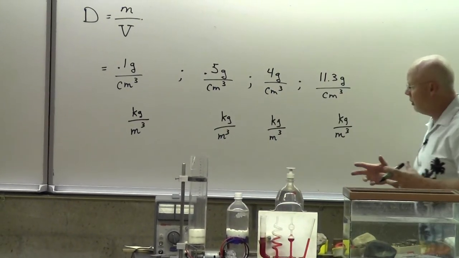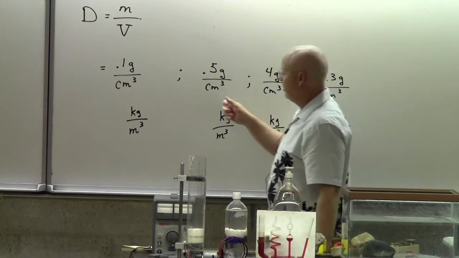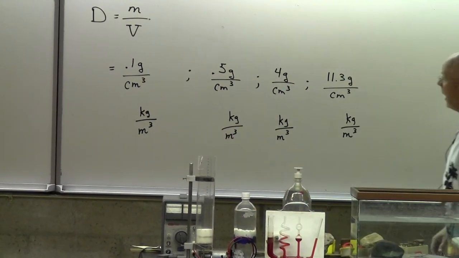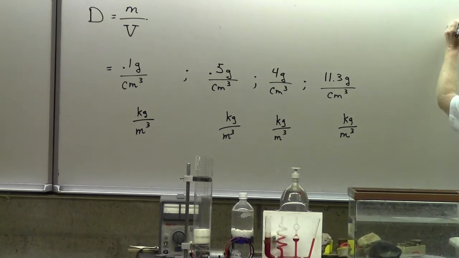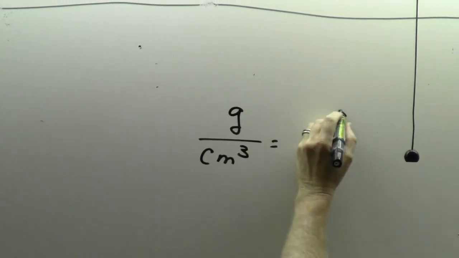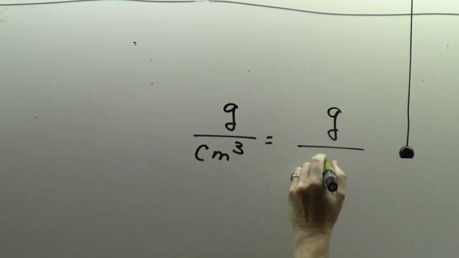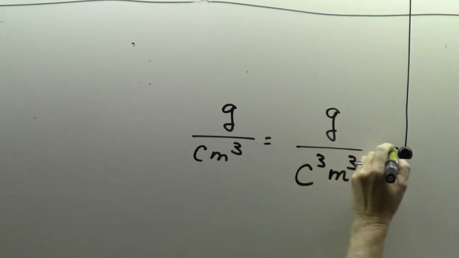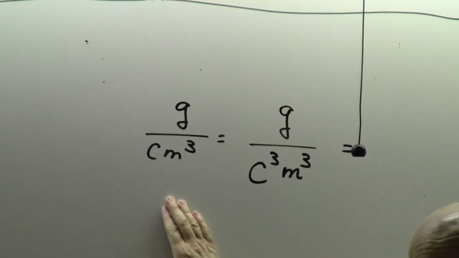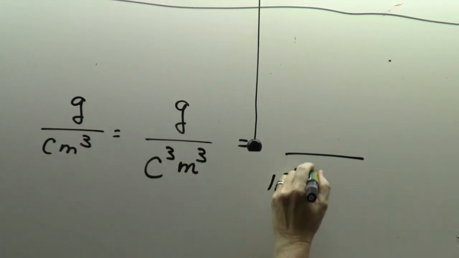But kilograms and cubic meters are big, so in a laboratory setting, we like the smaller units. But the truth is, any mass divided by any volume would work. But I do want to take a moment to say that if I had a kilogram over a cubic meter, I could write that, a gram over a cubic centimeter, I could write that as a gram over, and let's go back to chapter 1. And I'll say it again, cm does not stand for centimeter. It's c for centi and m for meter. So I will cube the centi. And remember, centi is 10 to the minus 2.